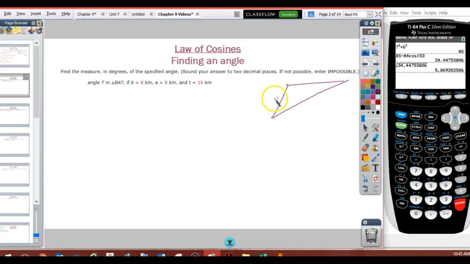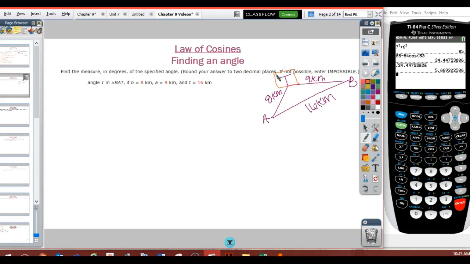And so I know that side B is 8 kilometers. Across from side B would then be angle B. Side A is 9 kilometers. Same thing, across from side A would need to be angle A. And then the last side is T, which is 16 kilometers. So there's T there. So we're going to use the law of cosines to find, it looks like angle T. So I am searching for this angle.